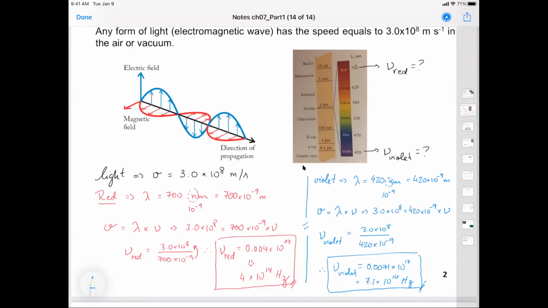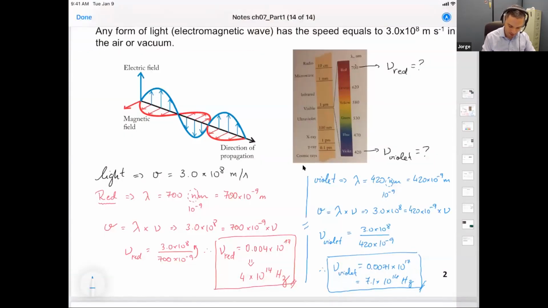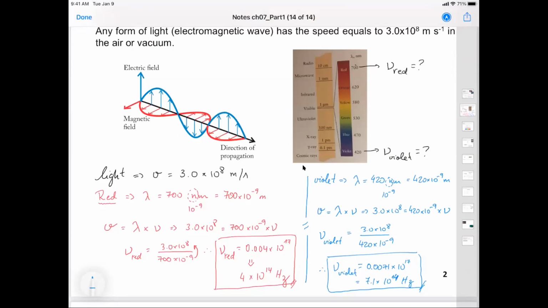Question real quick. For the answer for the violet, would it be 7.1 times 10 to the 14th? Yes, that's what we have here. Let me see. I think my letter here is not that great, so that's a 4. Sorry. Yes, you are right. Okay.